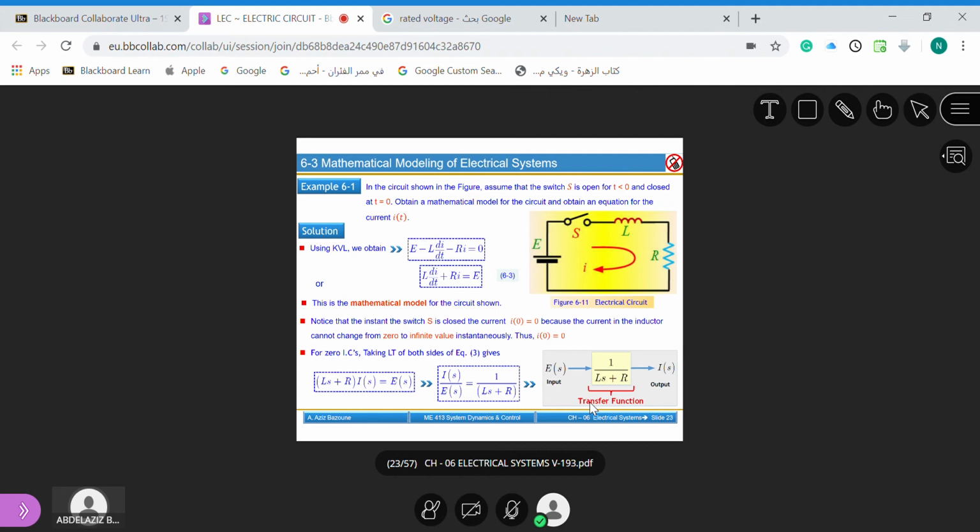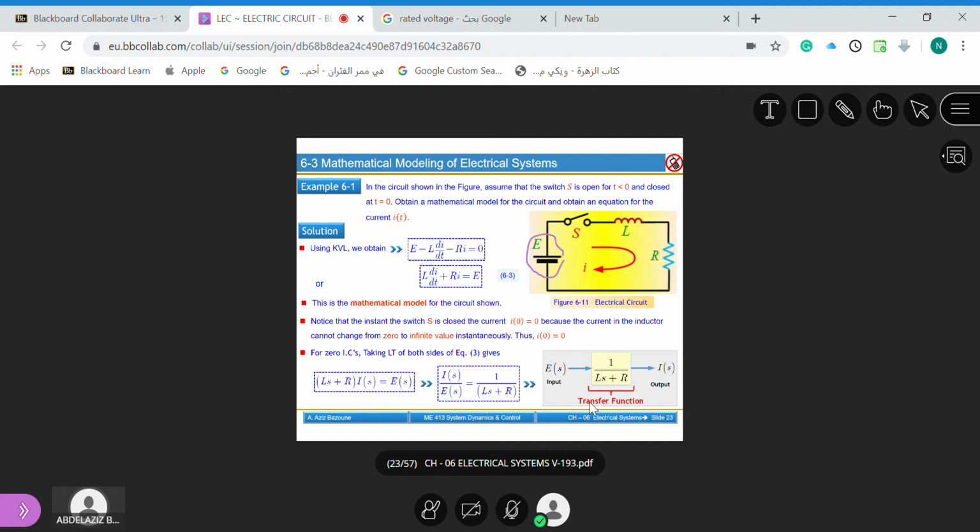And now we go through modeling of electrical systems. How do we do the modeling of an electrical system? We have a small circuit here, which consists of an inductor and a resistor, and this is the input voltage. And we are looking for I.